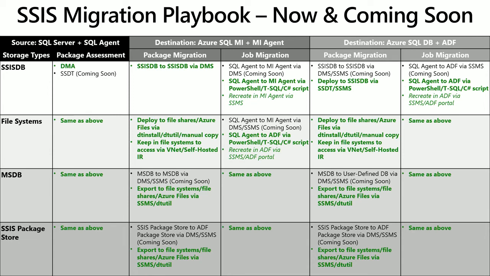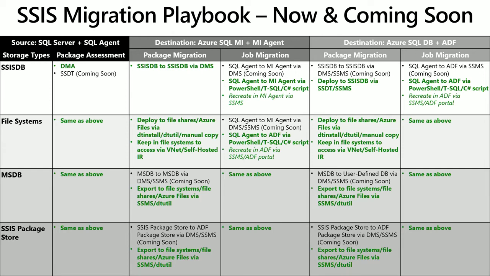You can migrate your packages into SQL managed instance, and then you migrate your SSIS job from SQL Server agent to managed instance agent, because SQL Server managed instance has a managed instance agent in the cloud. If your destination of migration is actually Azure SQL DB, then you migrate your packages from SQL Server to Azure SQL DB, but your jobs from SQL Server agent have to be migrated to ADF as a pipeline and trigger and schedule, etc.